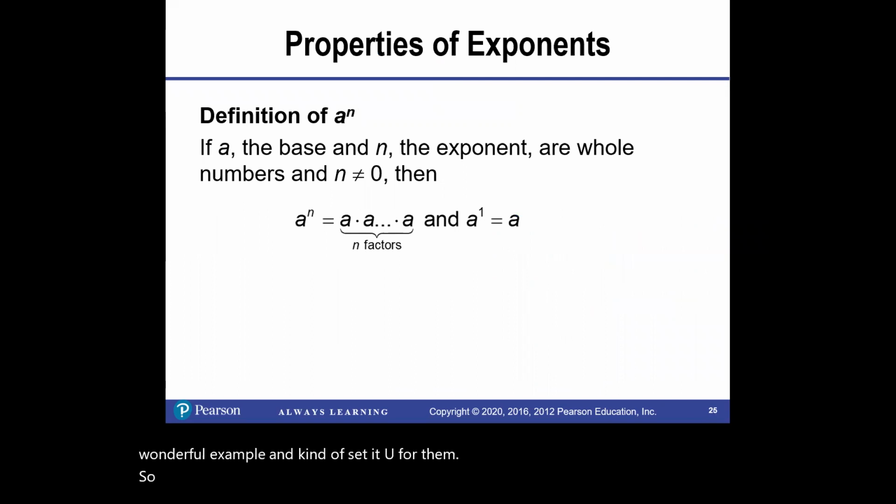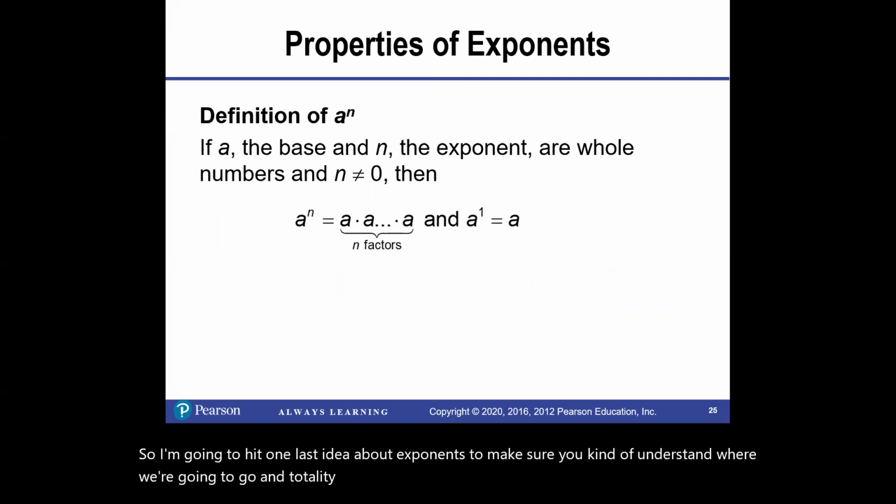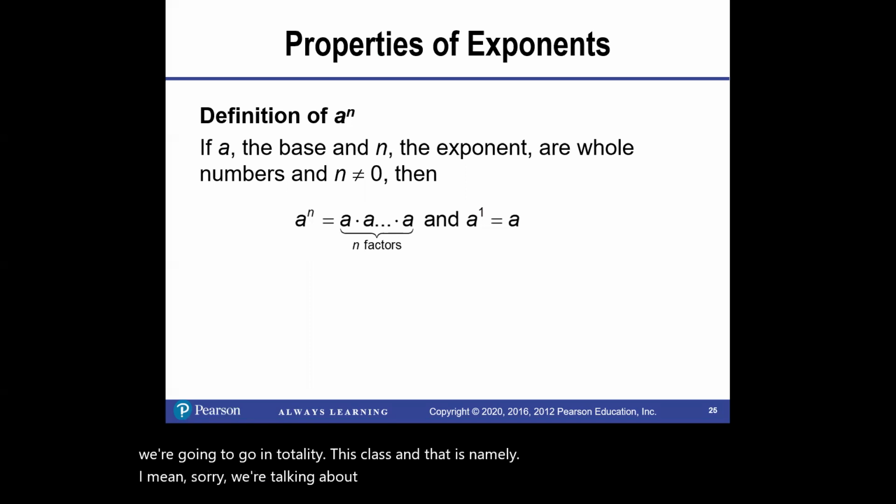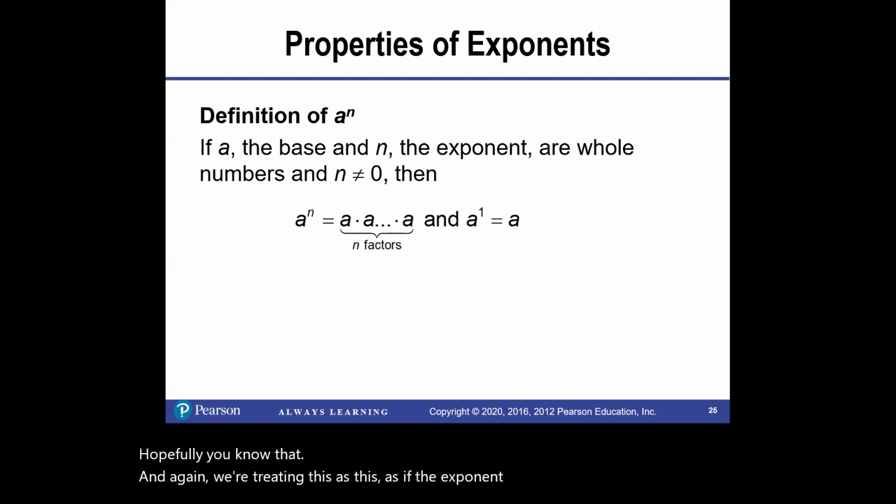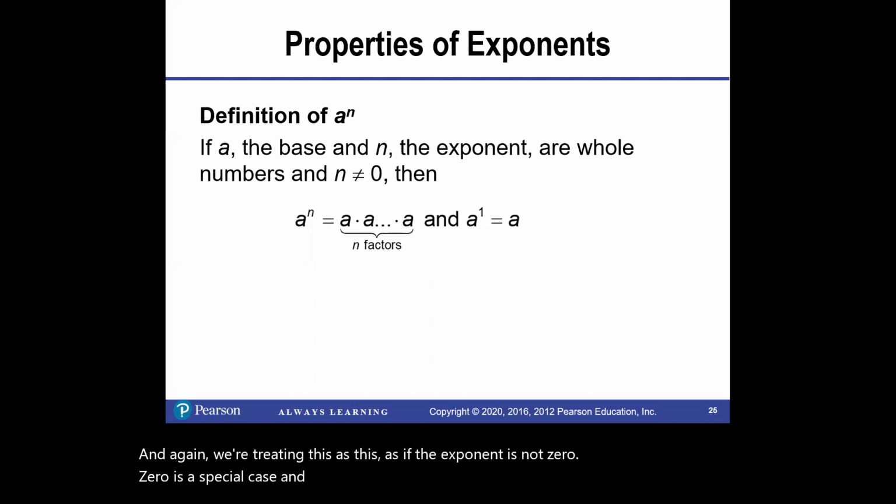So I'm going to hit one last idea about exponents to make sure you understand where we're going to go in totality of this class. And that is namely, we're going to talk about multiplication by going to exponents. So exponents are simply repeated multiplication. Hopefully you already know that. And again, we're treating this as if the exponent is not 0. 0 is a special case, and there's some more things.